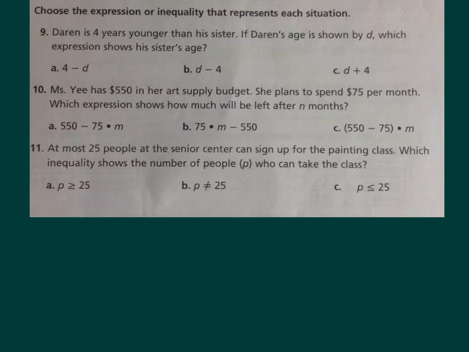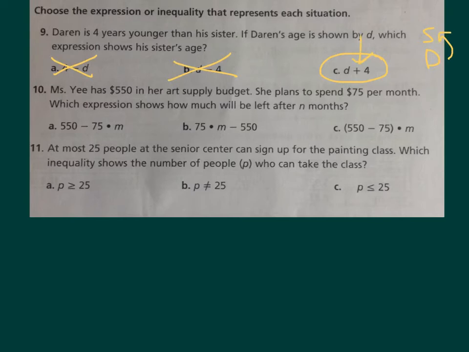Well, D minus 4 would say that his sister is younger than him, so that one doesn't work. 4 minus Darren would also not work. But if we take Darren's age and we add 4, it's showing that his sister is older than him. So this is the only one that works. We have to think about it's Darren and then it's his sister and then it's his mom and dad. So his sister is older than him, so we need to add on to him.